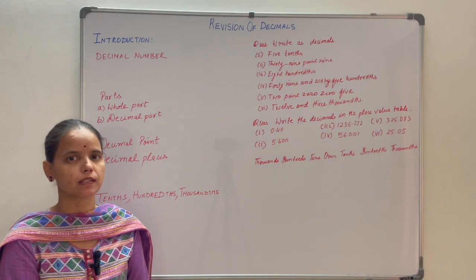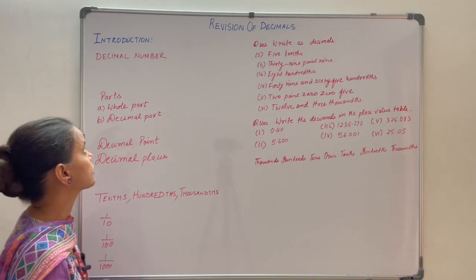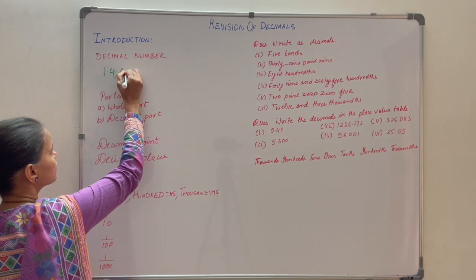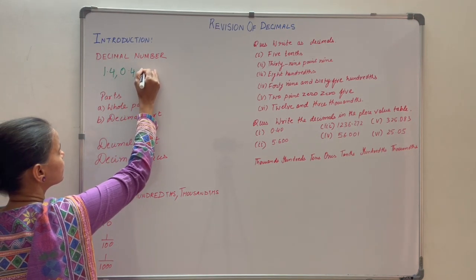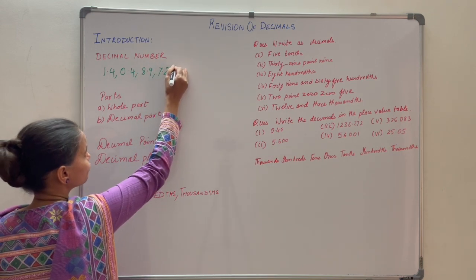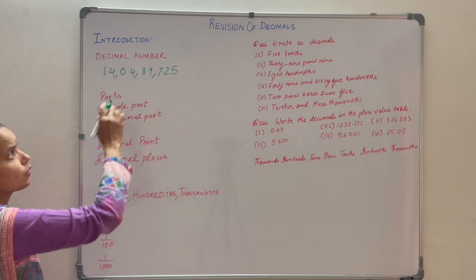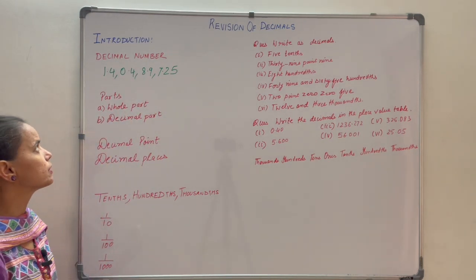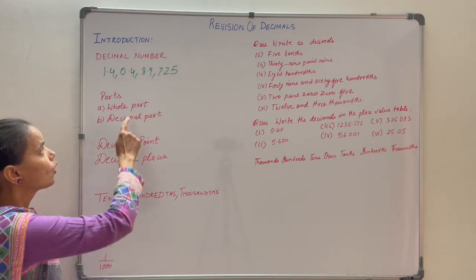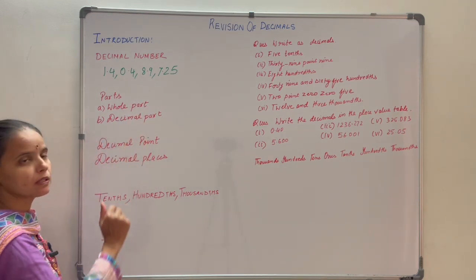Revision of decimals. So numbers like 1.4, 0.4, 8.9, 7.25, they are called decimal numbers. Decimal numbers have got two parts, whole part and decimal part.